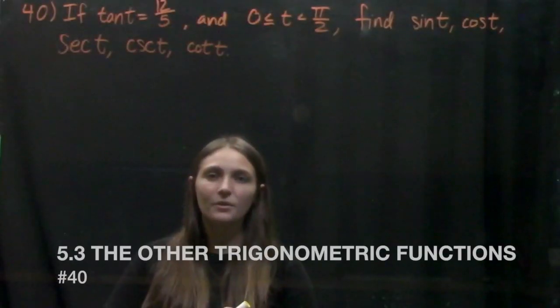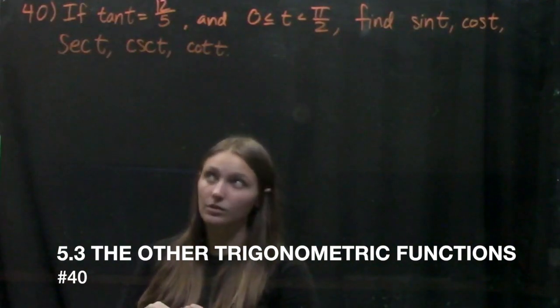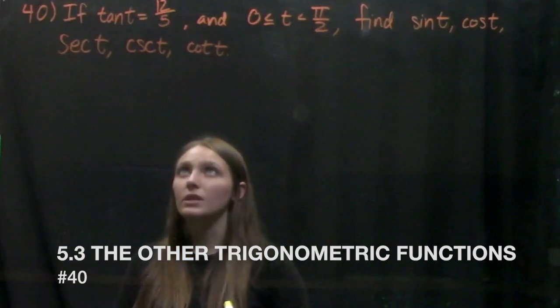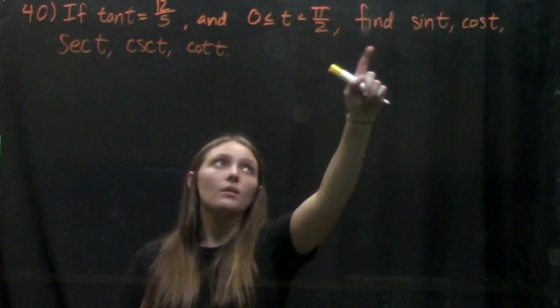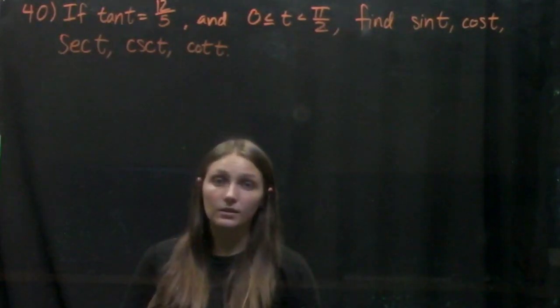Hey guys, today we're going through Chapter 5 on trig functions, Section 3 on other trig functions. And right now we're going through number 40. Number 40 says if tangent of t equals 12 fifths and t is between 0 and pi over 2, find sine of t, cosine t, secant t, cosecant t, and cotangent t. Lots of things to find.